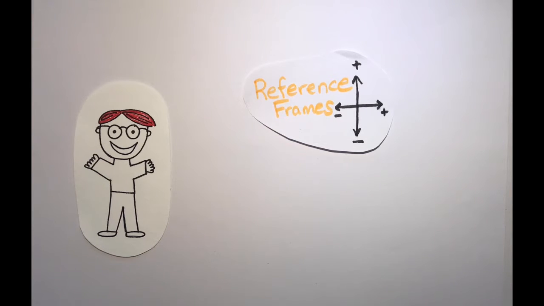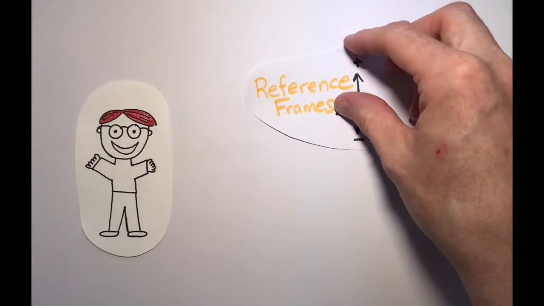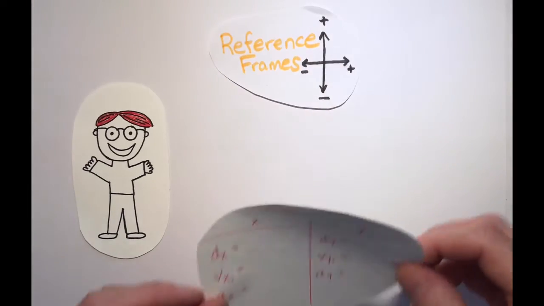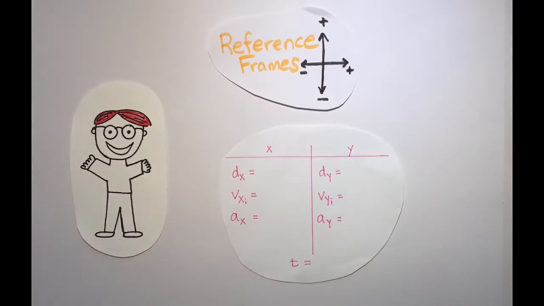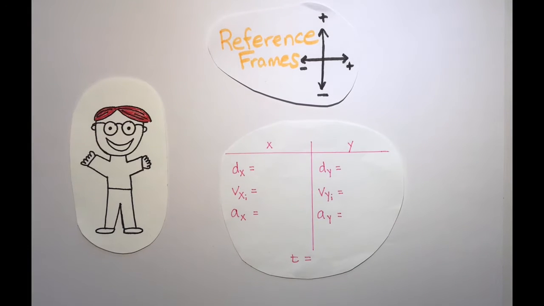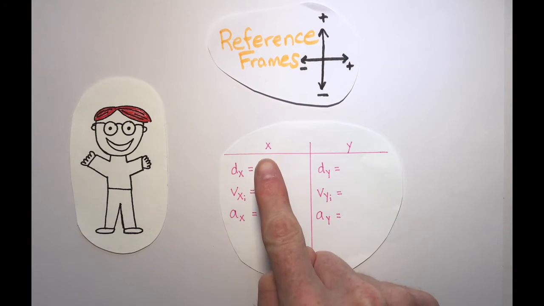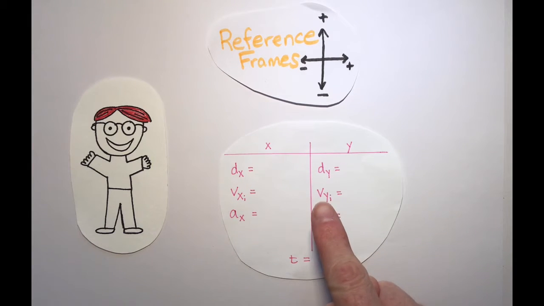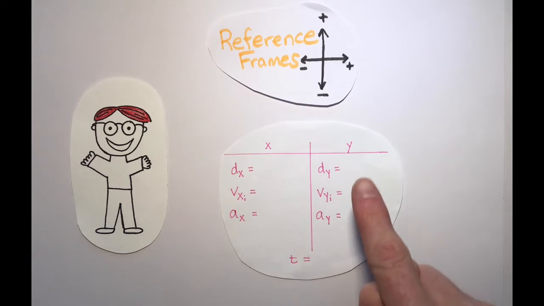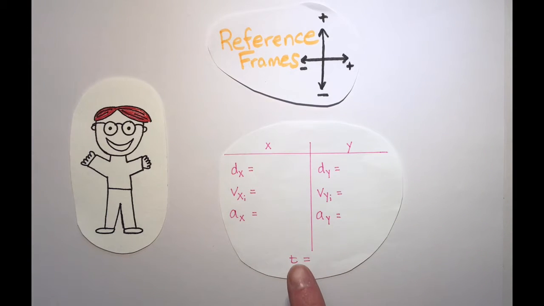I would also highly recommend creating a table for every projectile motion problem. If we keep track of all of our information in both dimensions separately, it makes everything easier to follow. Here, we identify the displacement, velocity, and acceleration in the x dimension, as well as the displacement, velocity, and acceleration in the y dimension. Here you'll also notice that time is at the bottom because time is independent of all dimensions. You really can't go wrong if you include a reference frame and one of these charts with every projectile motion question.